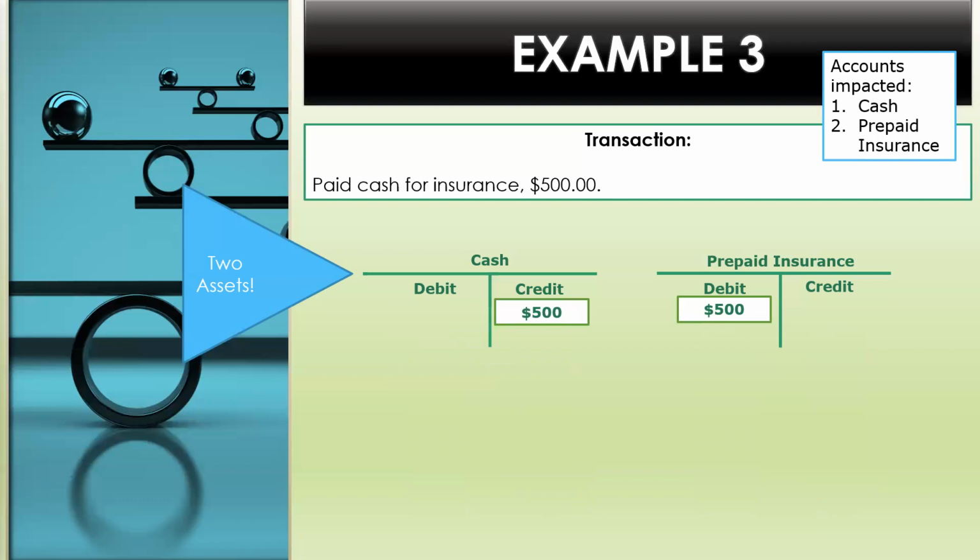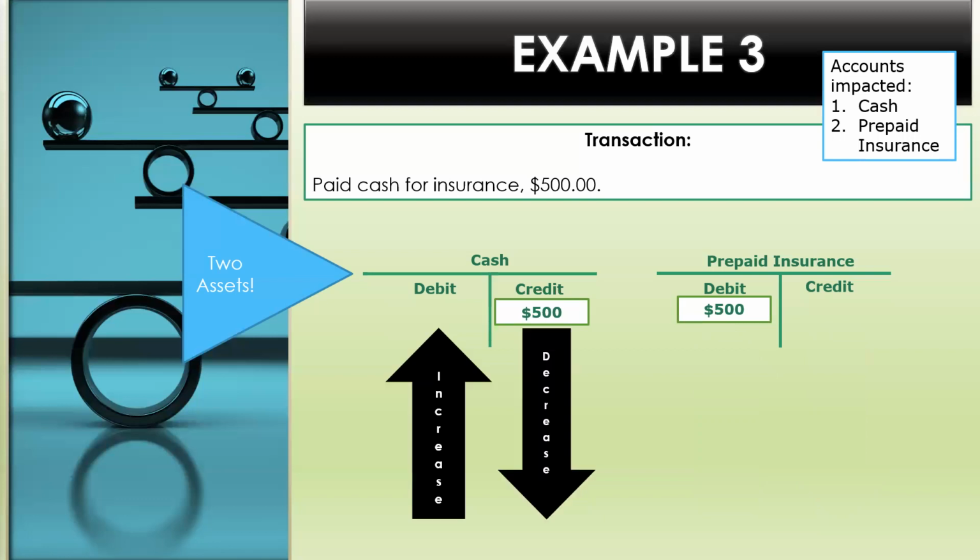Example 3, business transaction. We paid cash for insurance in the amount of $500. This is another example of impacting two assets in one transaction. Cash and prepaid insurance are the accounts impacted here. We are going to credit cash for $500. This decreases the cash account. At the same time, we will debit prepaid insurance in the same amount of $500. This account is increasing.